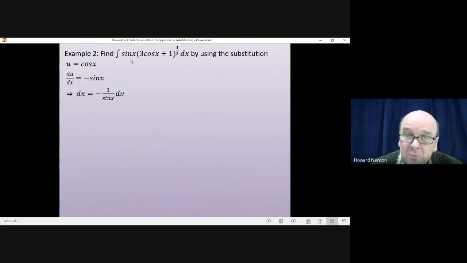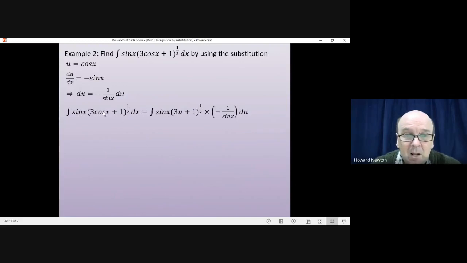But as is frequently the case in this type of question, it turns out you don't need to worry about the sine x. So substituting in cos x equals u, I've substituted that in there. And dx is equal to minus 1 over sine x times du. So I've substituted that in there.